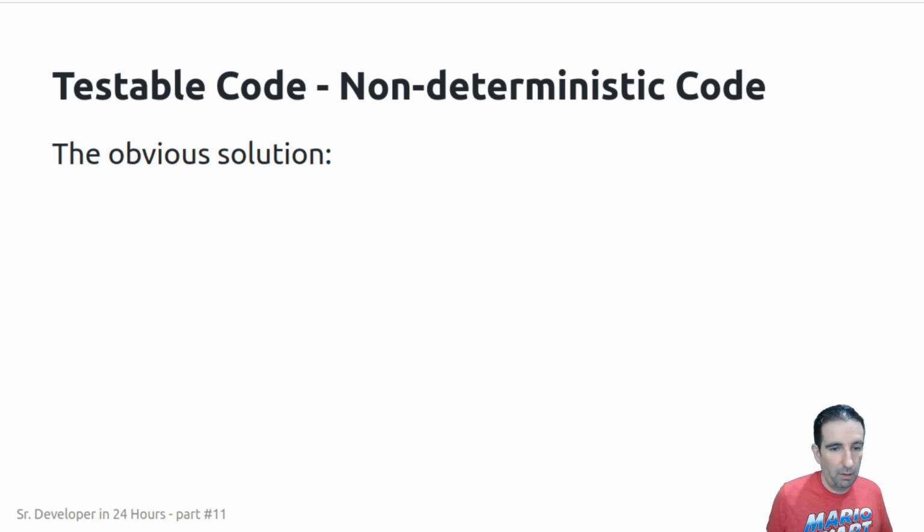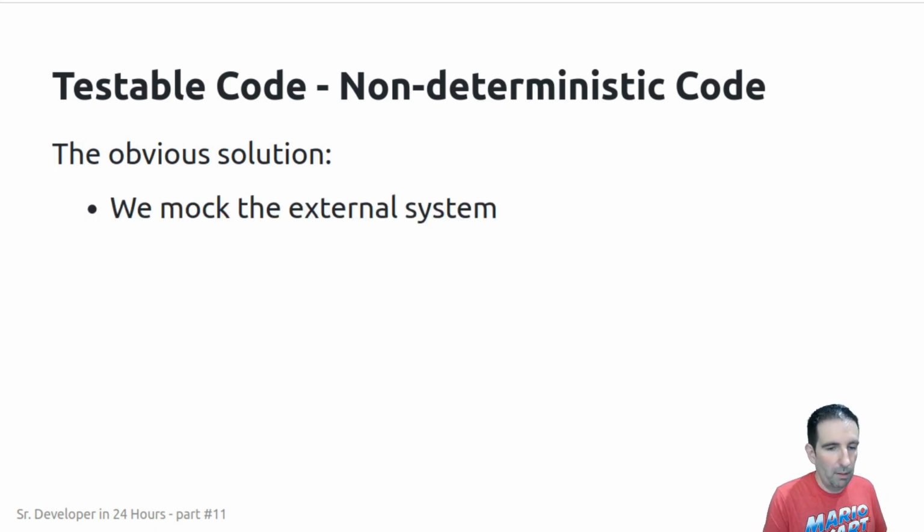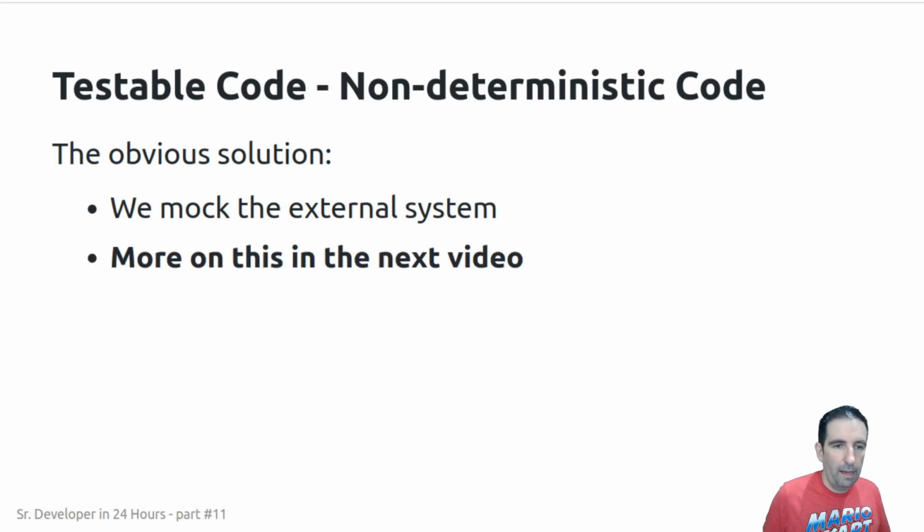So the obvious solution is that we mock away the external system. And in the next video, we're going to talk a lot about specific mechanisms that we can use to abstract this system and have it behave in a way in which we can fully control it, and it's going to be a lot easier for us to create this really deterministic code, even when we are dealing with external services that in production we might not have full control over.